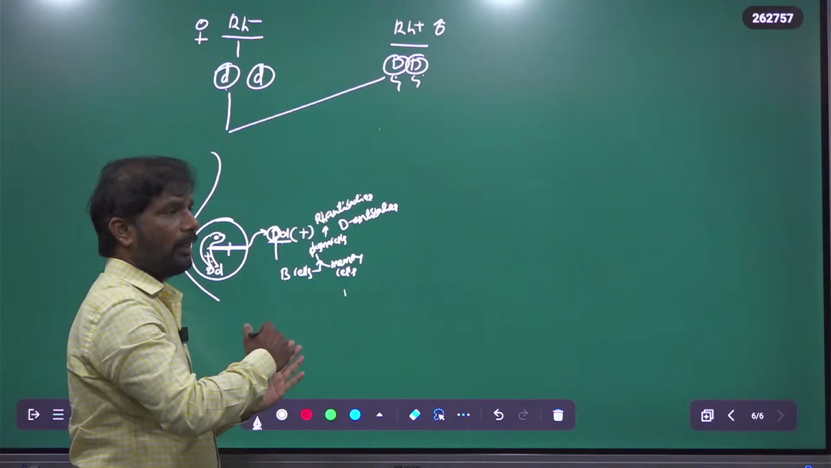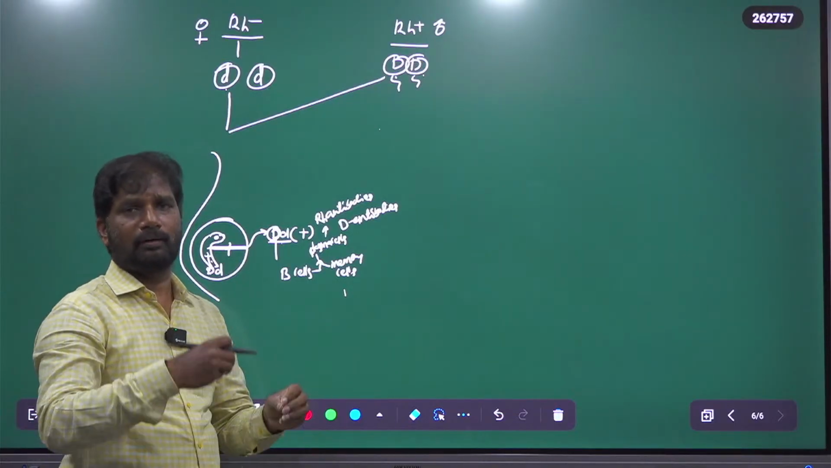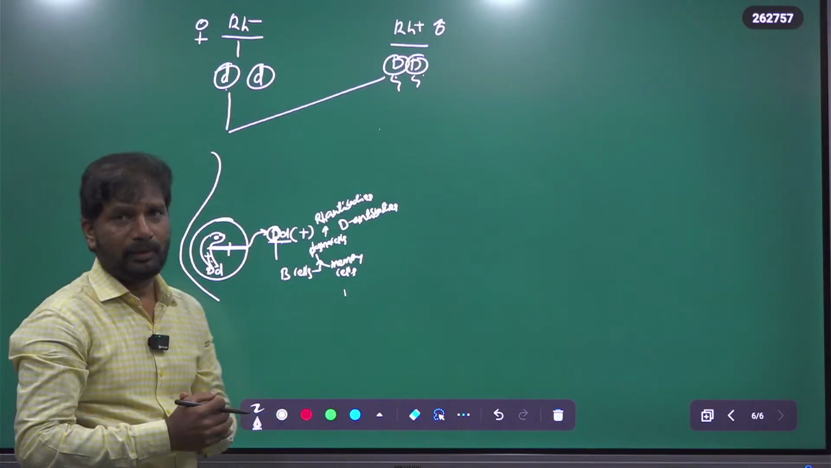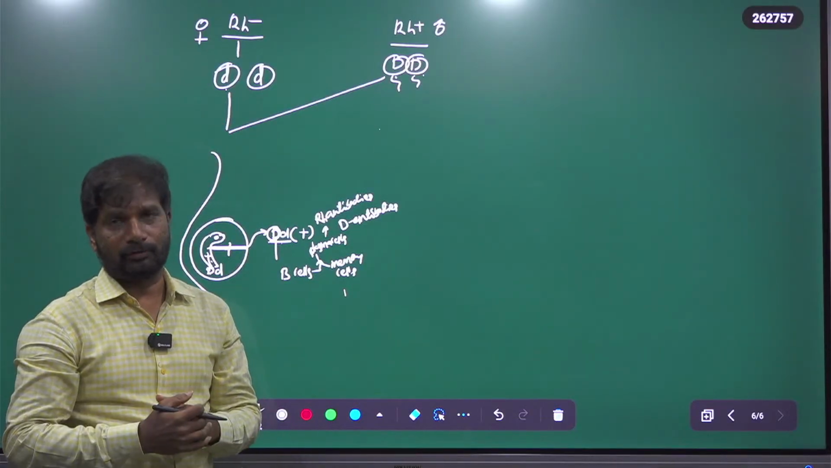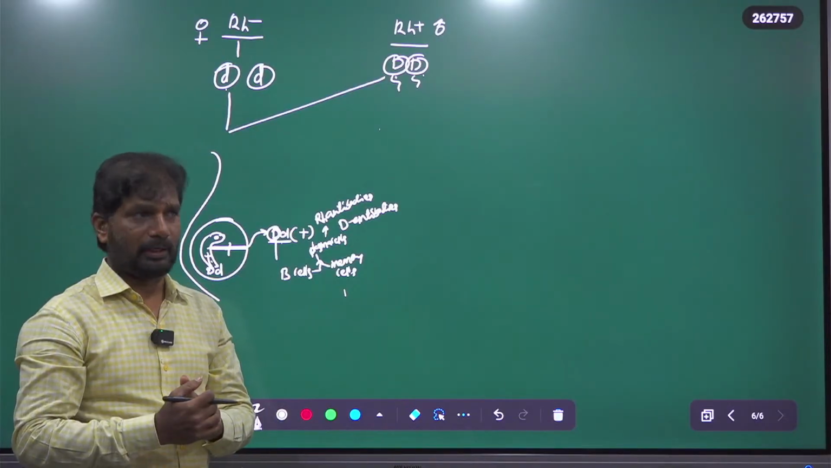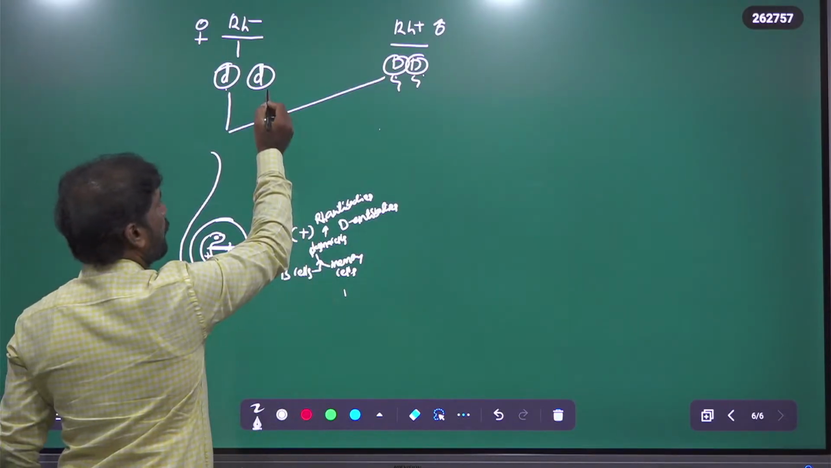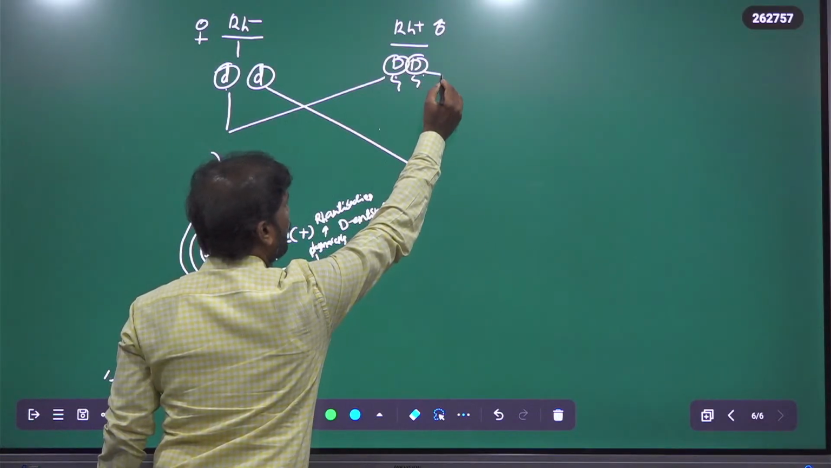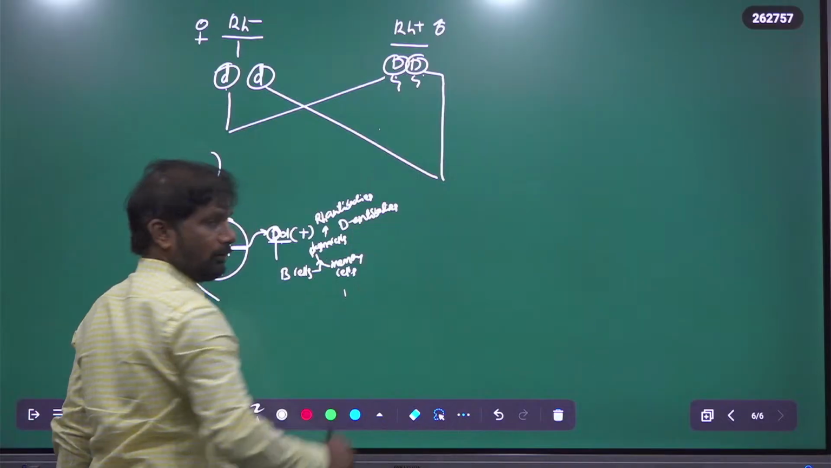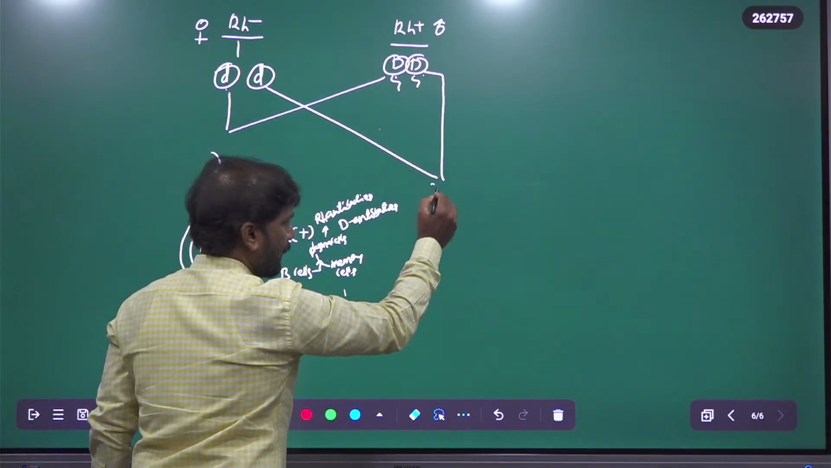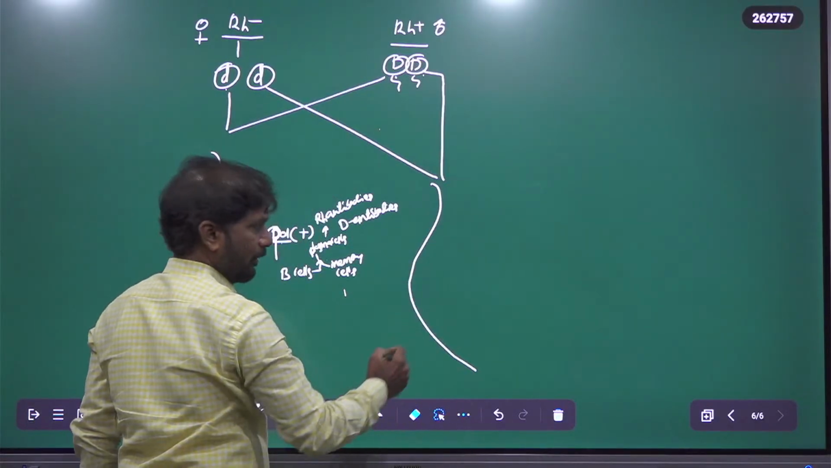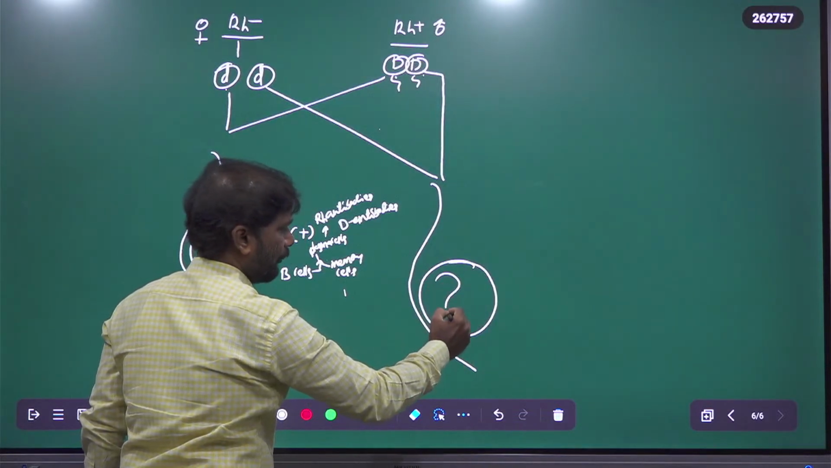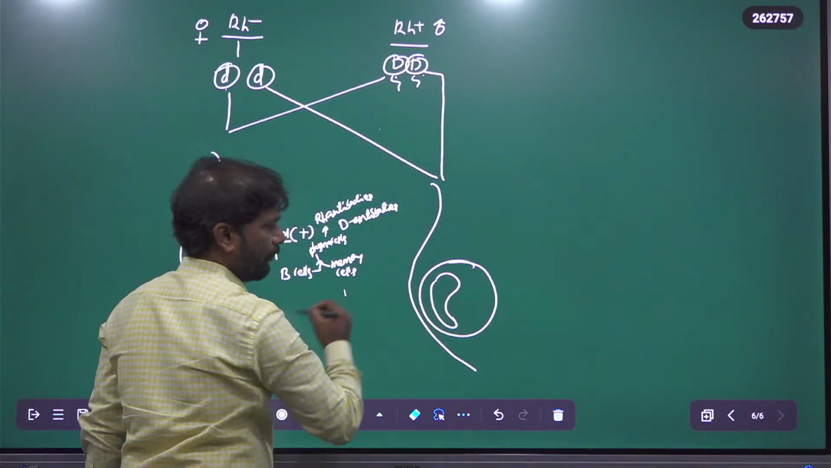After that, about 6 months later, this female organism again undergoes pregnancy. That means she conceives the second pregnancy. Again the ovum is fertilized by a sperm. So here it is the mother, and this is the uterus, and this is the fetus.